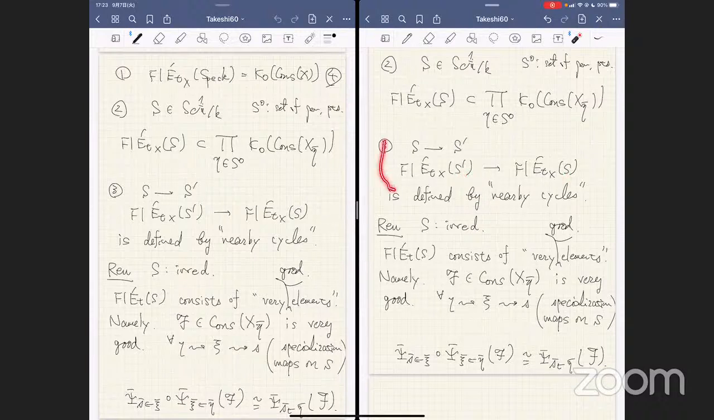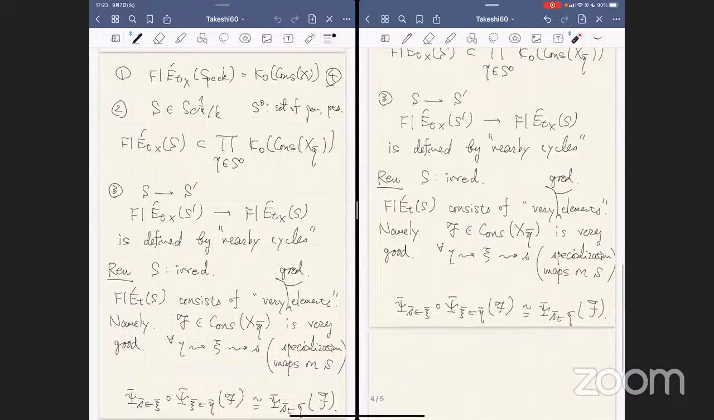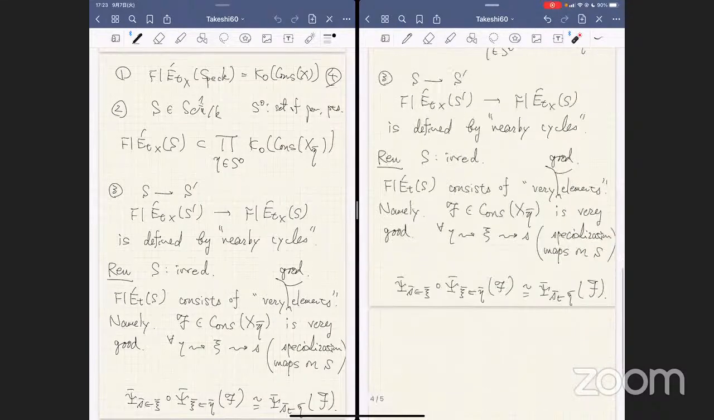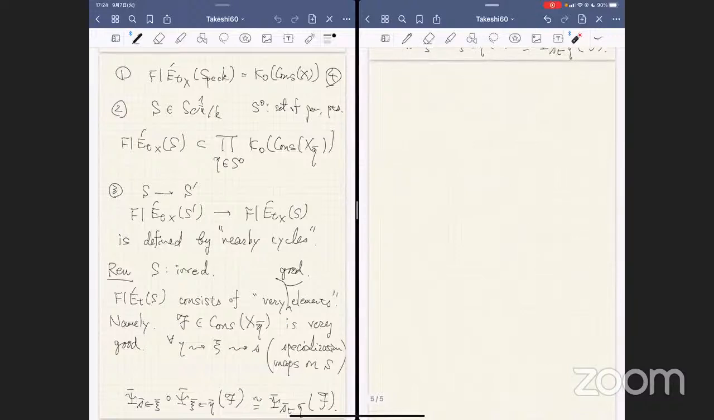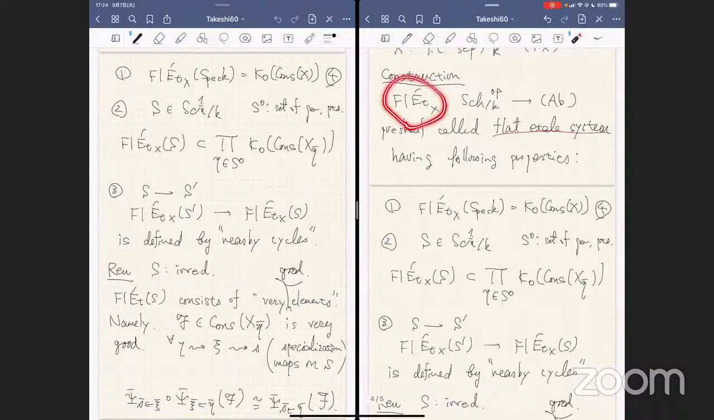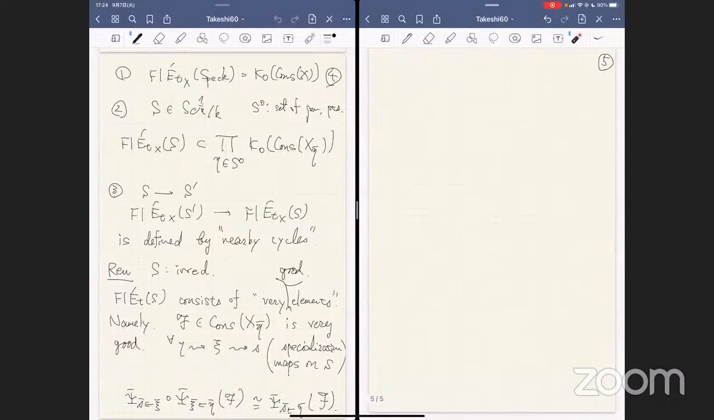And I take the nearby cycle from the generic point of S prime to the generic point of S. That's the idea of how to define this. But if we have more components, then we need some compatibility condition, because the nearby cycle from this generic point to here and this nearby cycle from this generic point to here should coincide. So in some sense, you require a base change and this transitivity. Exactly, but Gabber showed that this is essentially the same. So if you have base change, you get the transitivity. Maybe we will see it in the next lecture. So this presheaf encodes the data of nearby cycles.